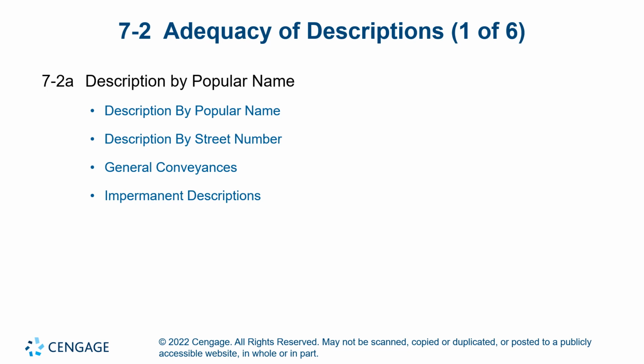General conveyances, such as all my real estate, those are inadequate as well. And then impermanent descriptions are considered inadequate, because these are metes and bounds that are tied to movable objects.